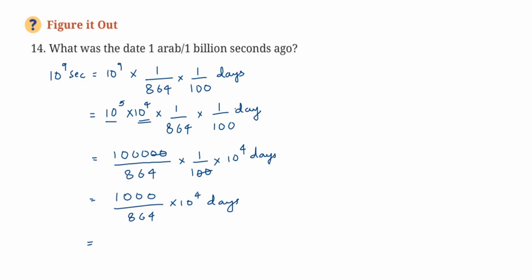So I'll write the approximate value. You can pause the video, divide the number, and get back and check your answer. When you divide this, I'm taking approximately 4 digits after the decimal point. You will get 1.1574 times 10 to the power 4 days.